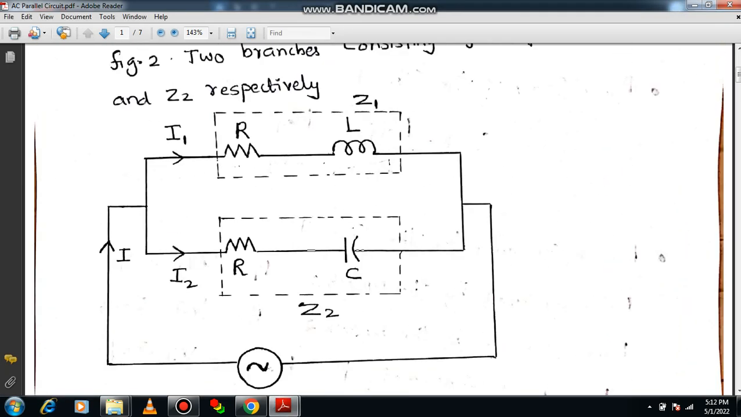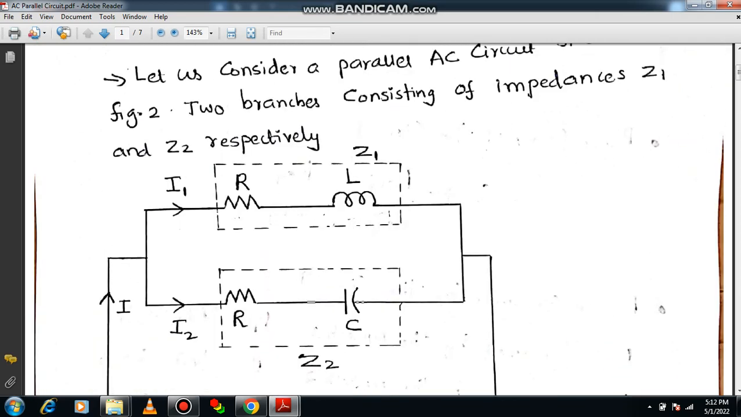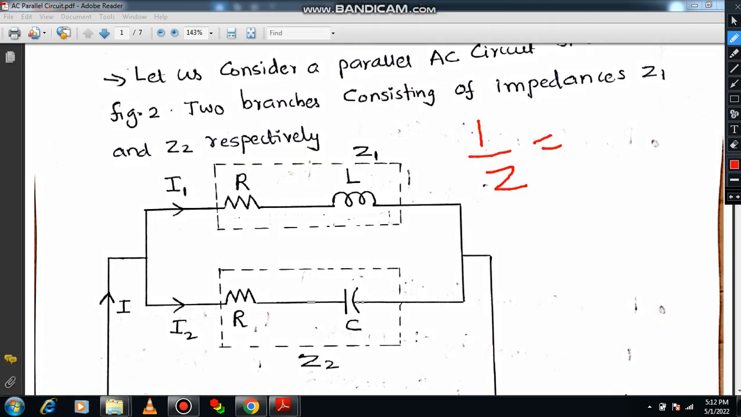Now tell me how to calculate the total current. The total current can be written as I is equal to I1 plus I2. Now how to calculate the impedance, the effective or equivalent impedance. Since it's a parallel circuit, we can write 1 by Z is equal to 1 by Z1 plus 1 by Z2. Correct?